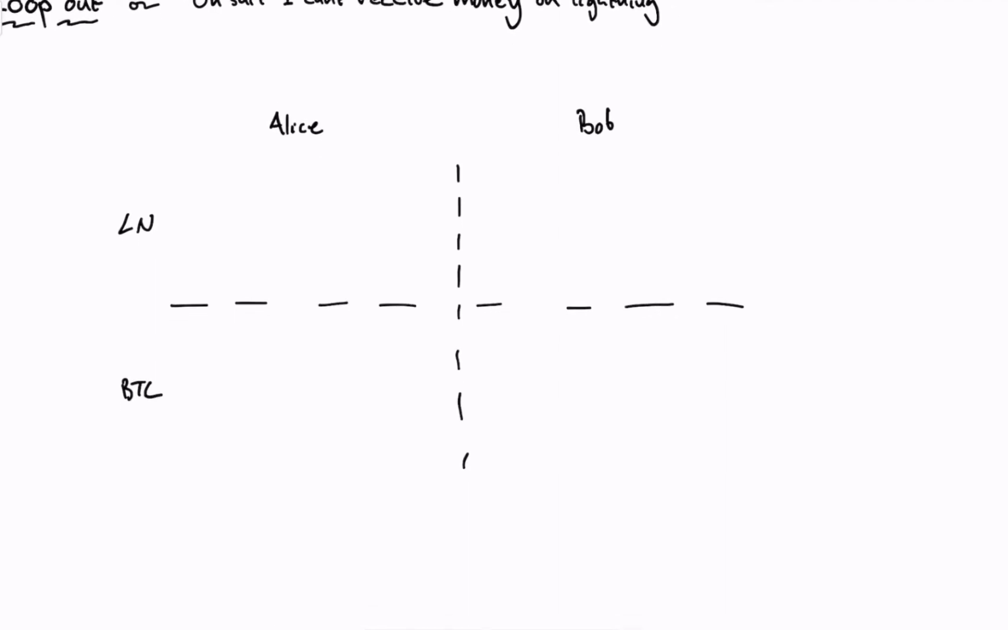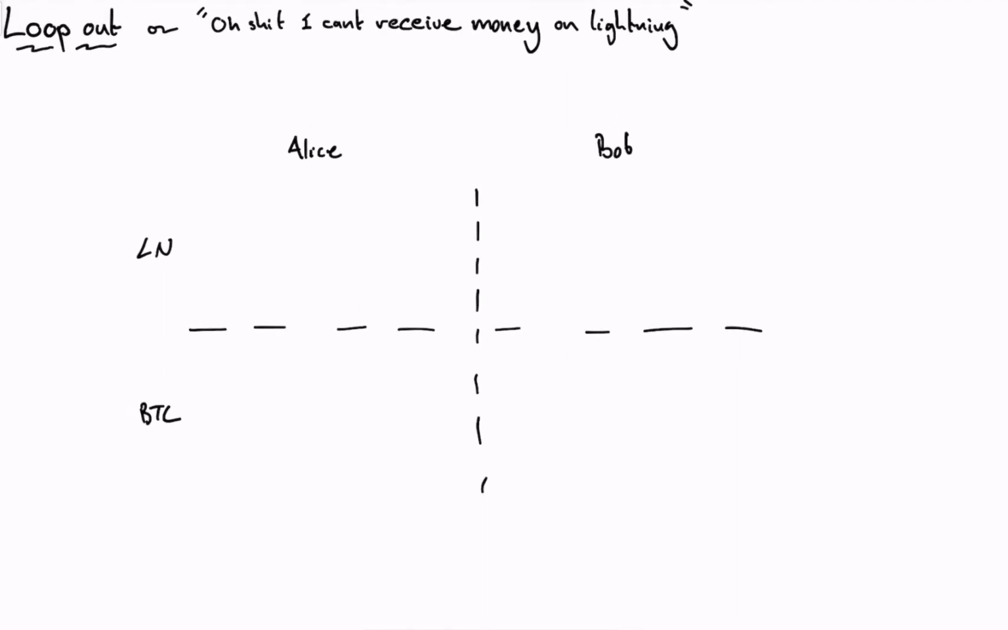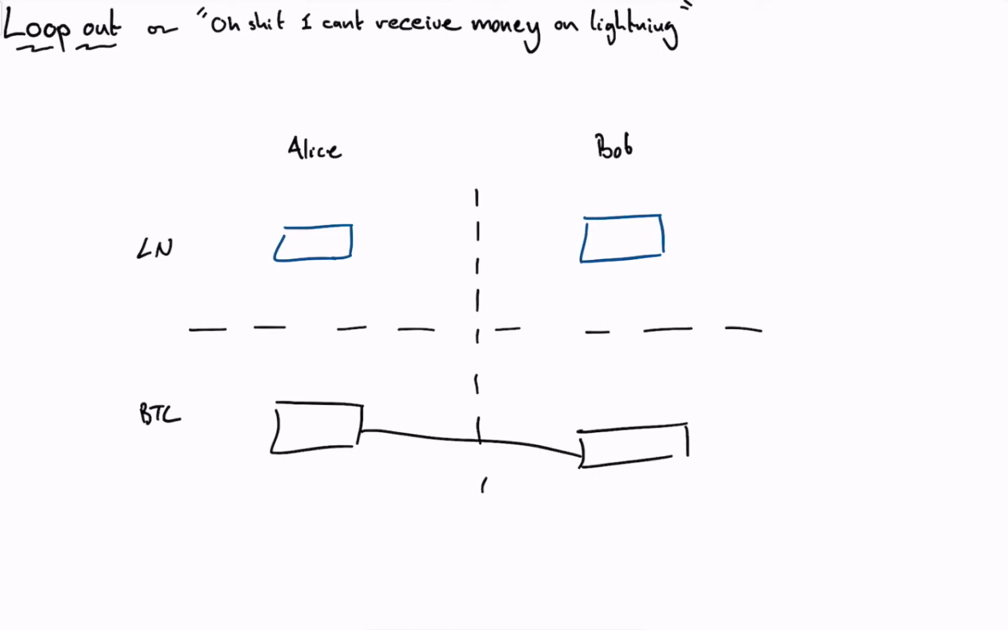Okay, so let's set up our scenario here. Alice and Bob both run Lightning nodes connected to their own Bitcoin nodes. Well done, Alice and Bob. You are good Bitcoin citizens. Okay, Alice has opened a channel to Bob.